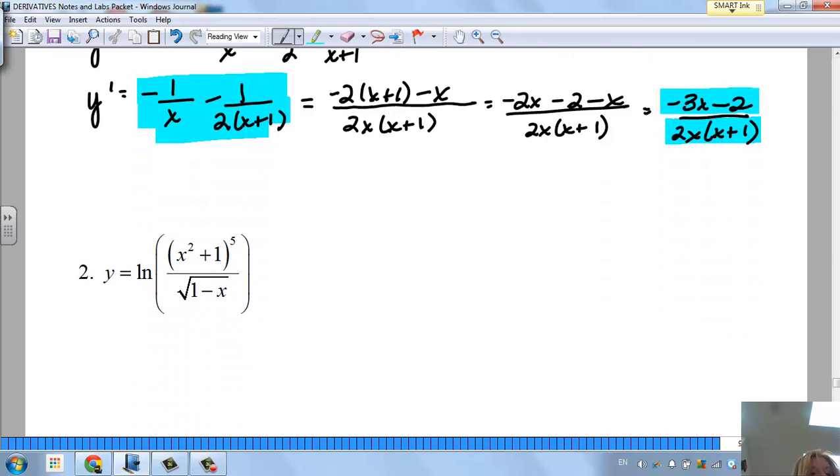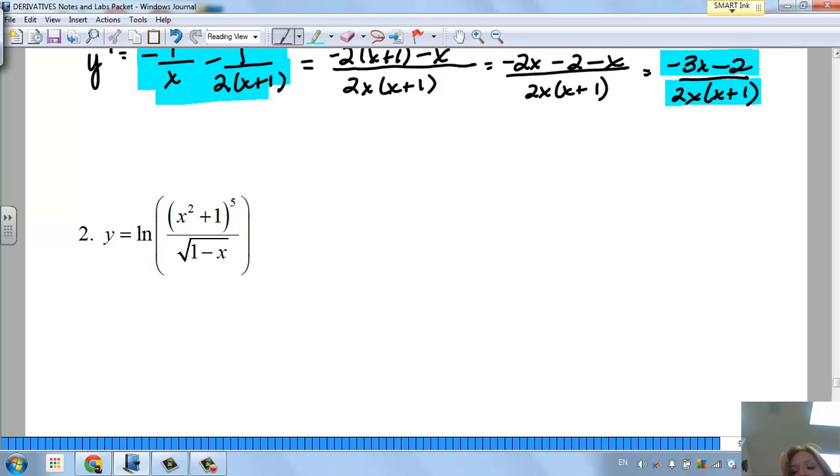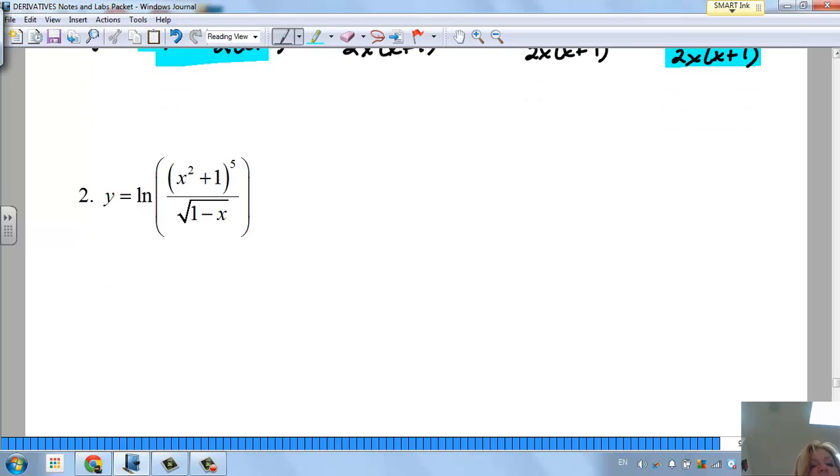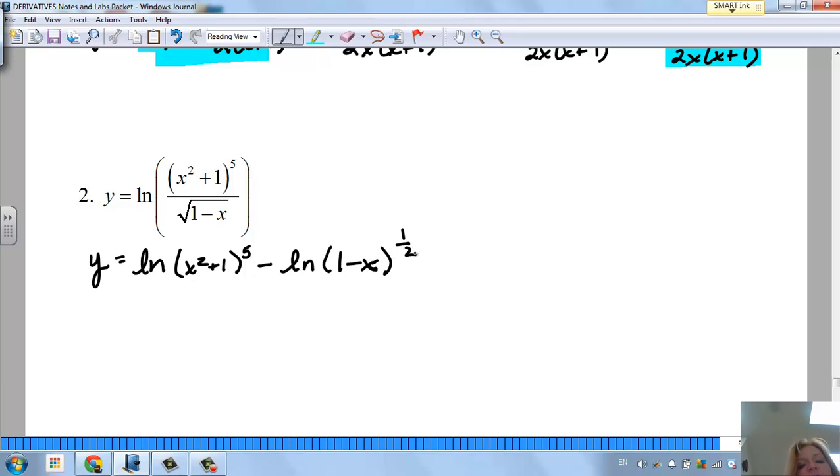Now if we had to do this the normal way that we've been doing this, you would be doing this forever. So I think I'm going to use log rules and try to expand this first before I take the derivative, because it seems to be easier. So we're just rewriting this using log rules. So I'm going to go slow. Inside is division, so this is the natural log of x squared plus 1 to the 5th minus the natural log of, and I'm just going to write this as 1 minus x to the half, because I know I've got to do this anyway, so that's a quick thing to do.